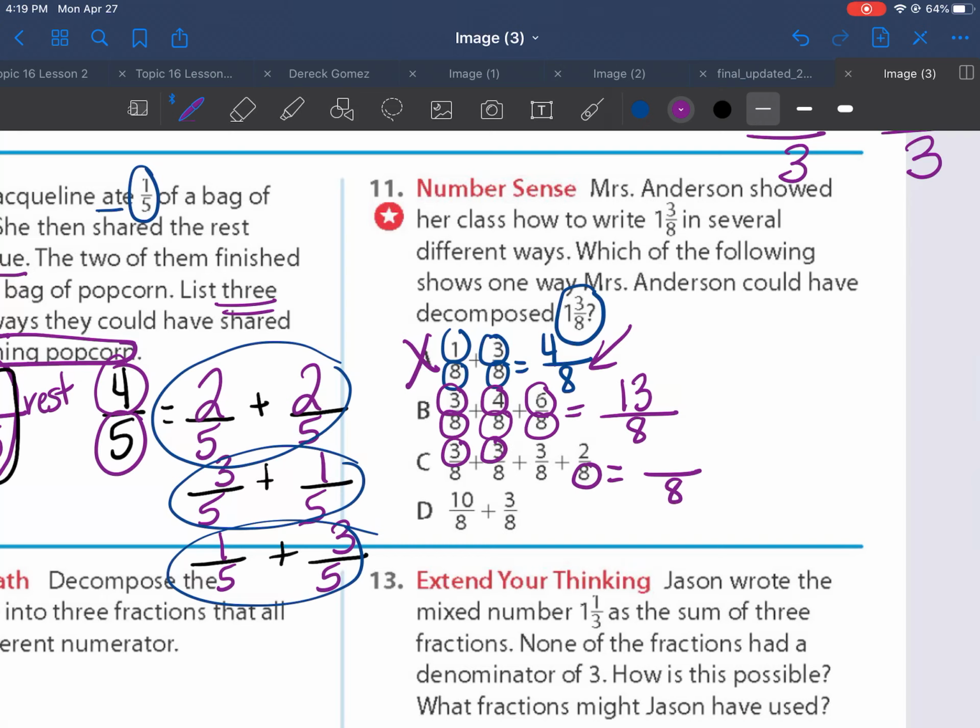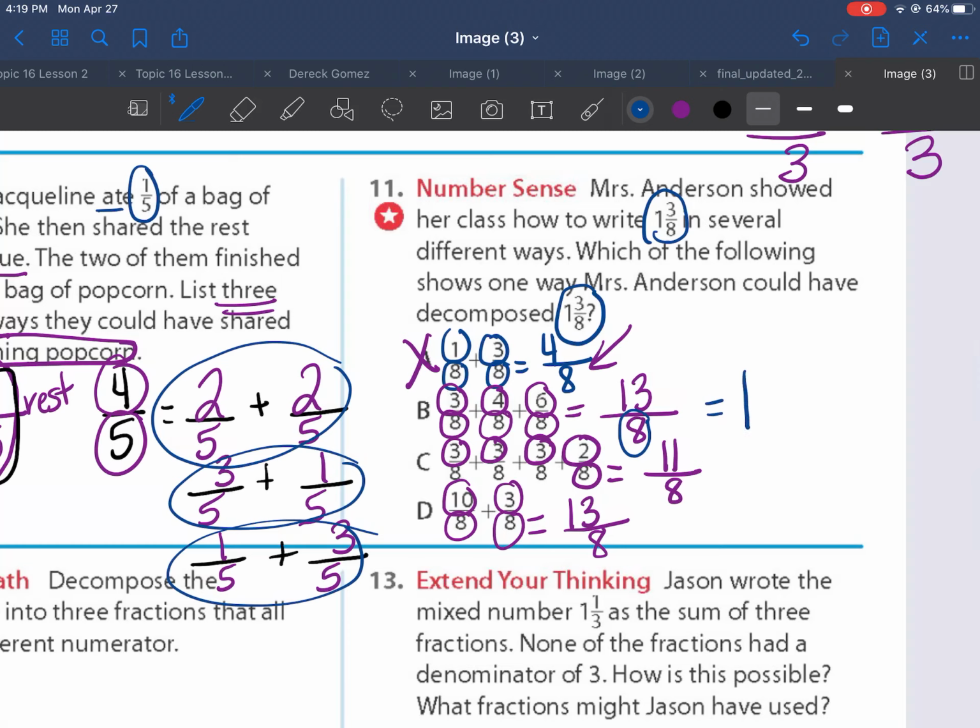Sorry. I'm going to do C. Denominator stays the same. 3 plus 3 is 6. Plus 3 is 9. Plus 2 is 11. Notice that that's also an improper fraction. So that could be my answer. And then I'm going to go ahead and go to D. Denominator stays the same. 10 plus 3 is 13. So if you notice, 2 of the answers gave me 13 out of 8. So let's go ahead and see which one would be 1 3/8 as a mixed number.